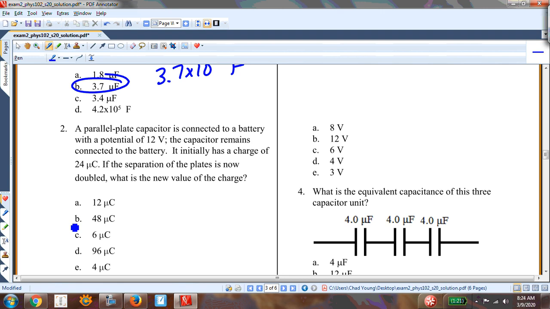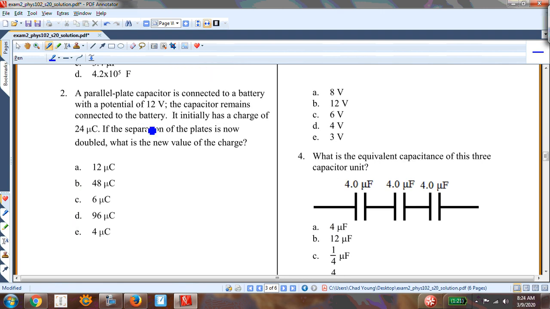Parallel plate capacitor is connected to a battery with a potential of 12 volts. Capacitor remains connected to the battery. If it remains connected to the battery, that means that this voltage is constant.